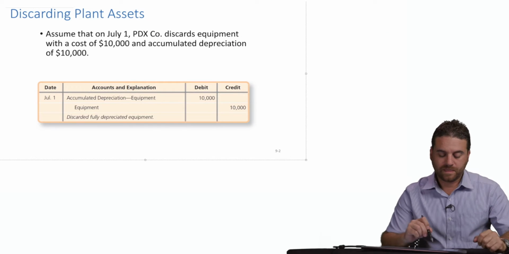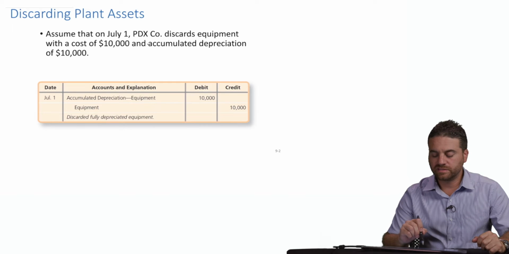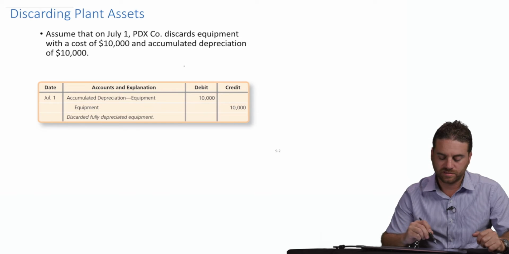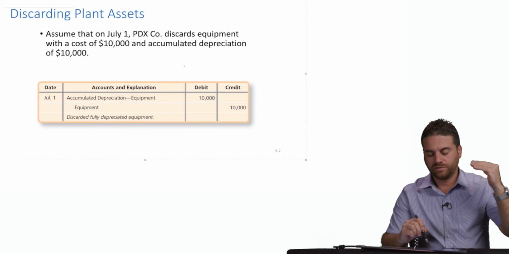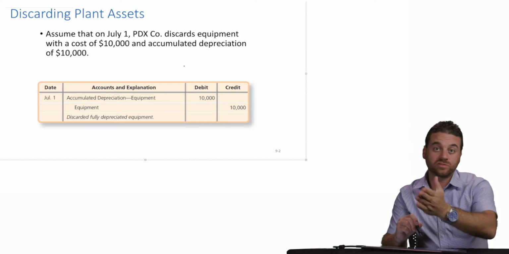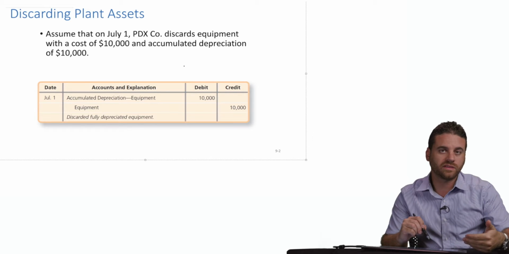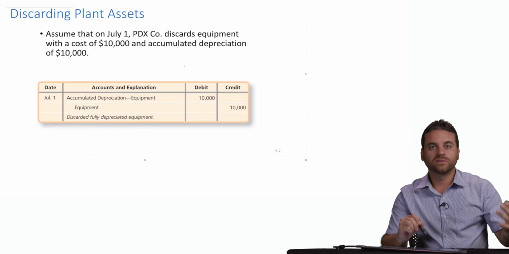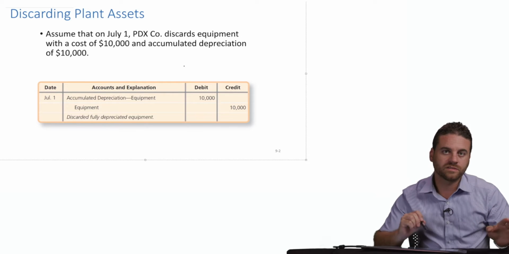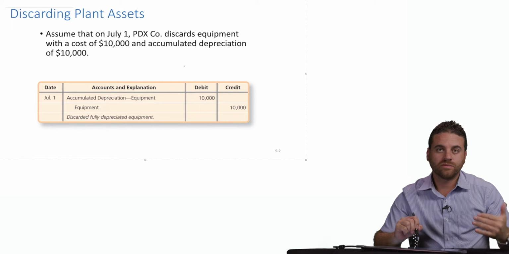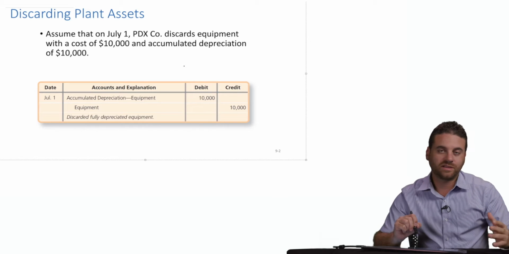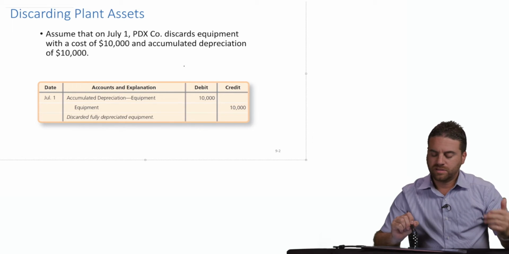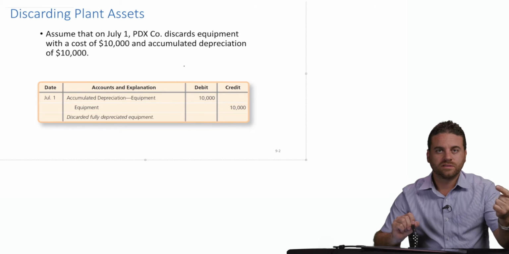Let's have an example. Assume that on July 1st, PDX company discards equipment with a cost of $10,000 and accumulated depreciation of $10,000. First of all, the book value is 0 because the original value is 10,000 minus the total depreciation we did so far, which is the accumulated depreciation of 10,000. So 10,000 minus 10,000 equals 0. So there's no value anymore in this asset. And then we discard it, which means we just gave it away or threw it away. So we did not get any cash back. So there's no gain, no loss, no cash received.